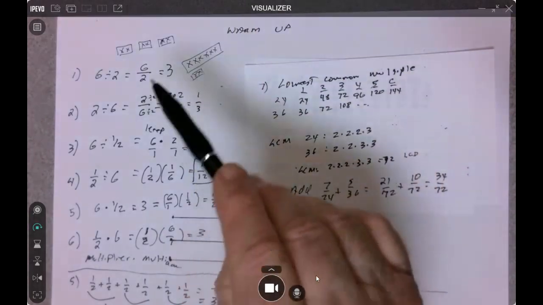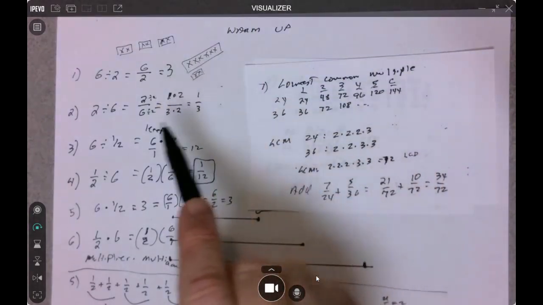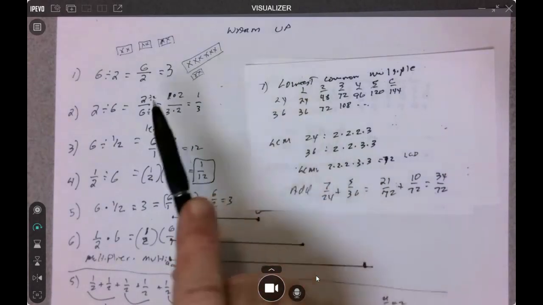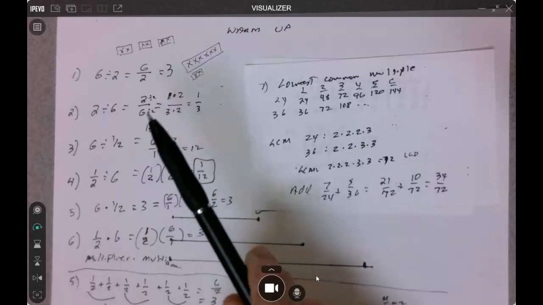So you can tell in this case you've got 2 out of 6, and you can simplify that, and I'm going to talk about that in a second over here. You can simplify that to an equivalent fraction of 1/3.